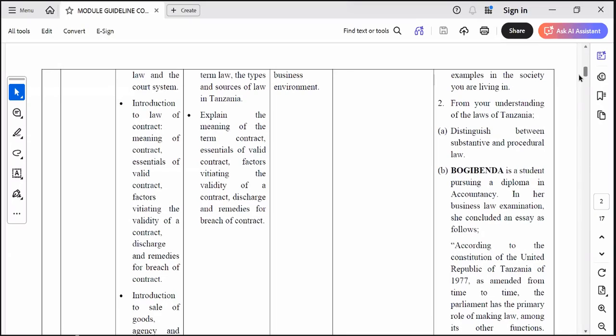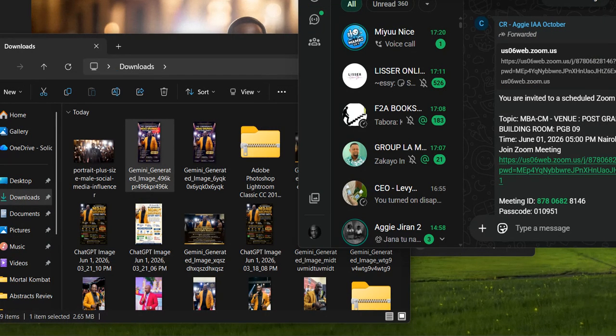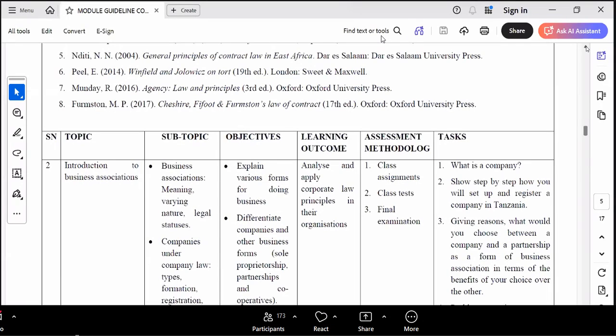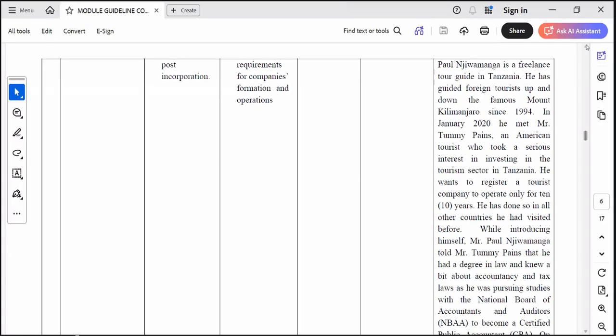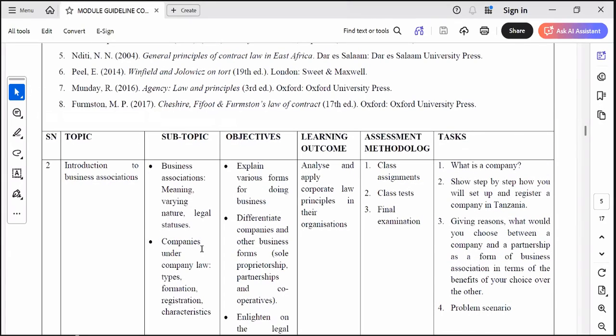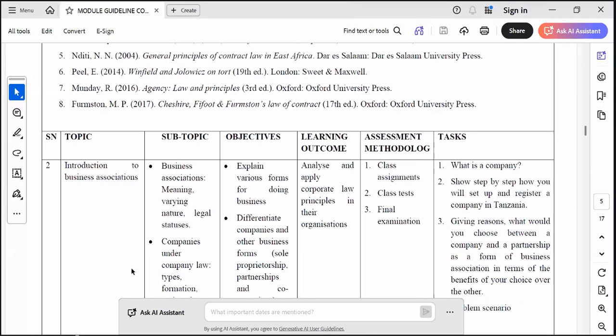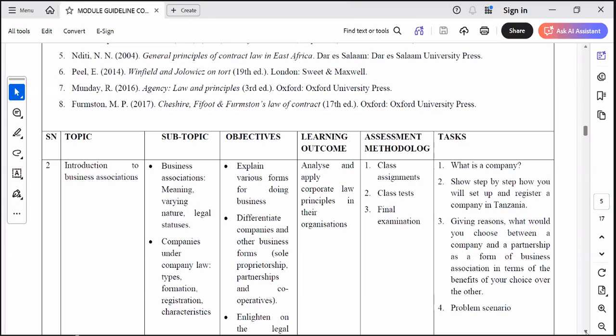introduction to agency and insurance, which associations in the context of what they mean, their nature, how it is different, and the legal statuses for each of them. The objectives being to explain the various forms of doing business, to differentiate company and other business, sole proprietorship, partnership, and cooperatives. And I remember here we looked at 5 business associations. And in introduction to business associations, we were also supposed to look at formation of companies, as you can see here. Companies under company law, there are types, which we did, how are they formed, the registration process, as well as the characteristics they acquire upon formation.